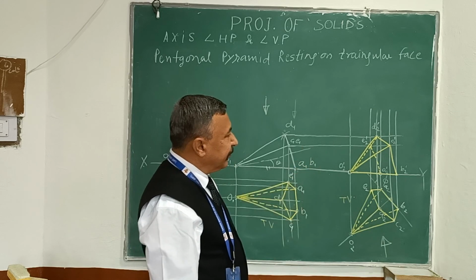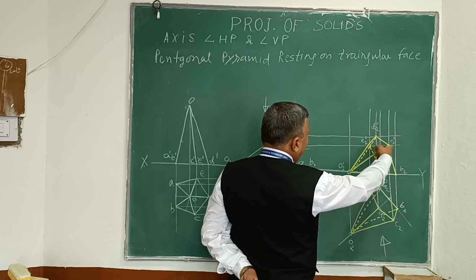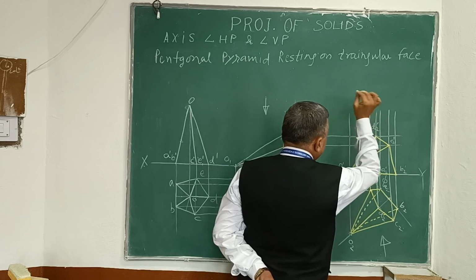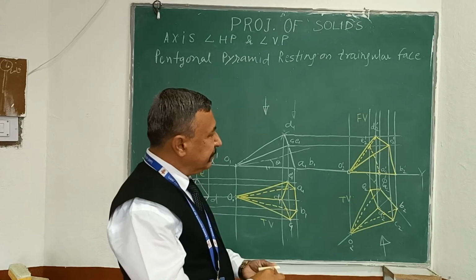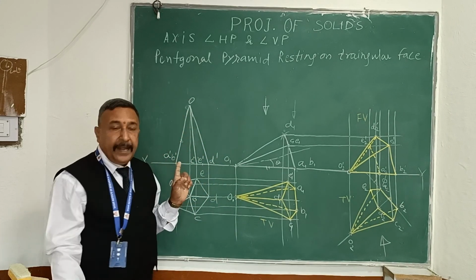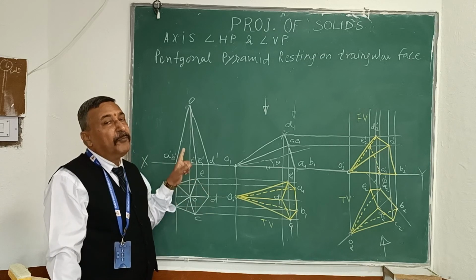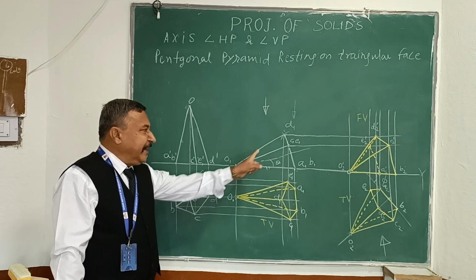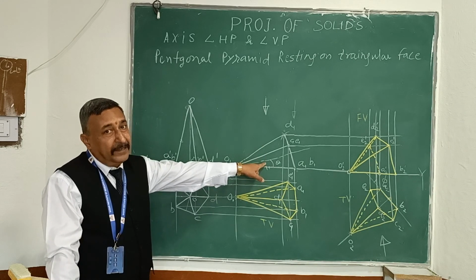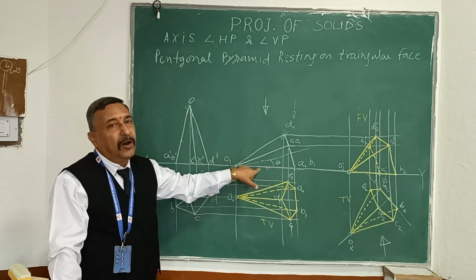So in this way we complete this front view. A, B, C, D, E, all edges we have joined. This is our front view. So this is the position of the axis inclined to HP and inclined to VP in the case of a pyramid. And in the case of a pyramid, generally the axis inclination is given indirectly. How? In this way, by resting its face on any plane.